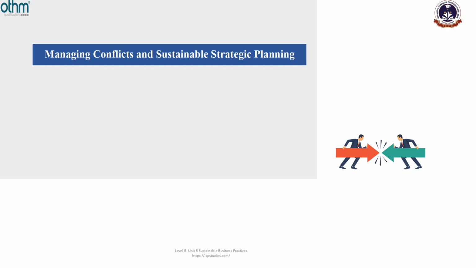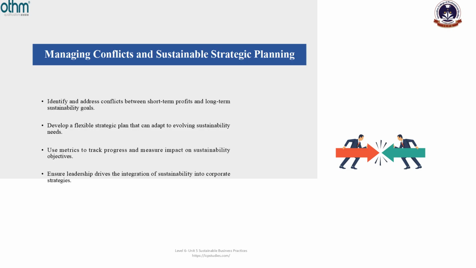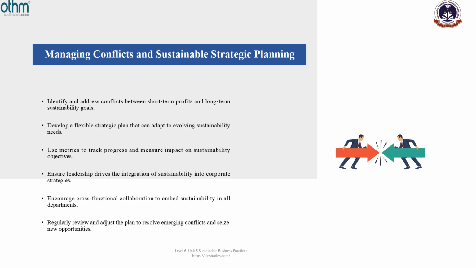We also have to manage conflict in sustainable strategic planning. To do this, we have to identify and address conflict between short-term profit and long-term sustainability goals. We must develop a flexible strategic plan that can adapt to evolving sustainability needs. We must use metrics to track progress and measure the impact on sustainability objectives. Again, it is important to ensure that our leadership always drives the integration of sustainability into the different strategies of the company, and we have to encourage cross-functional collaboration to embed sustainability in all departments. And at last, it is important to regularly review and adjust the plan to resolve emerging conflict and seize new opportunities.